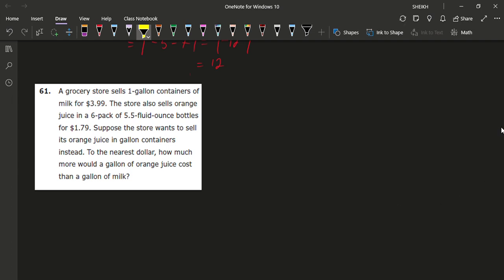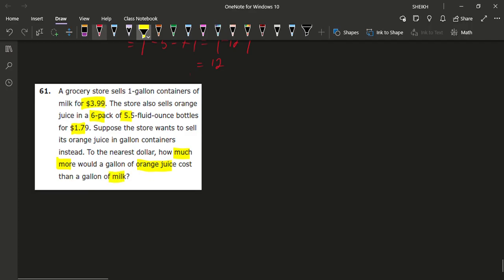Hi, let's do 61, 2023, Form A, SHSAT. So a grocery store sells 1 gallon of milk for $3.99. The store also sells orange juice in a 6-pack of 5.5 ounce bottles for $1.79. Suppose the store wants to sell its orange juice in gallon containers instead. To the nearest dollar, how much more would a gallon of orange juice cost than a gallon of milk?